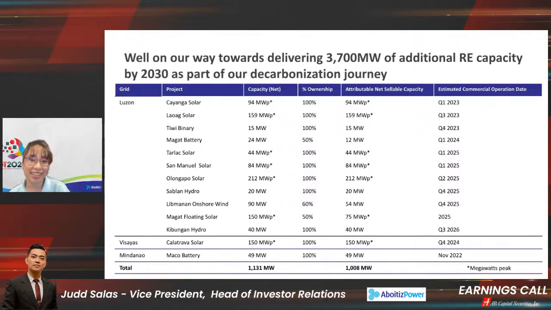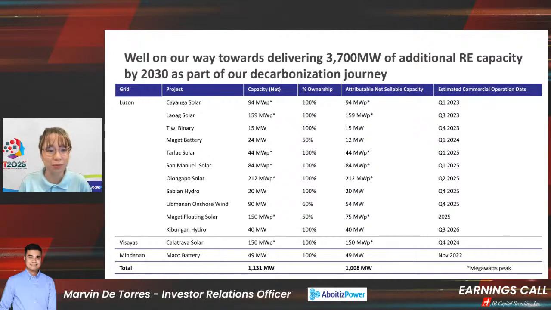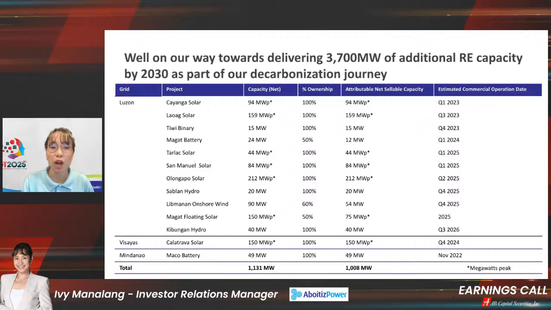Thank you, Marvin. Every quarter, we update the market on the status of our projects to show commitment and momentum. We have over 1,000 megawatts of disclosed projects so far. These have delivery commitments within the next 3 years. With that, we are well on our way towards delivering 3,700 megawatts of additional RE capacity by 2030. This is part of our decarbonization journey.